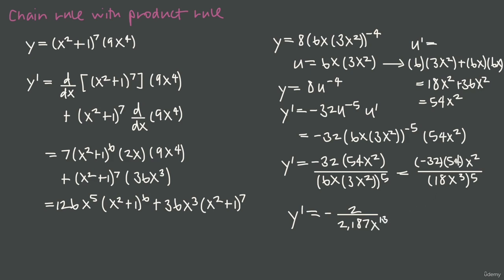The x to the 13 here comes from the fact that we have x cubed raised to the 5th power, that's x to the 15. But we lose 2 factors of x here when we cancel this x squared, leaving us with just x to the 13 in the denominator. And the 2 over 2187 is the simplified version, after we've canceled common factors, of the 32 times 54 and the 18 to the 5th power that's in the denominator. And that's just all simplification with algebra.